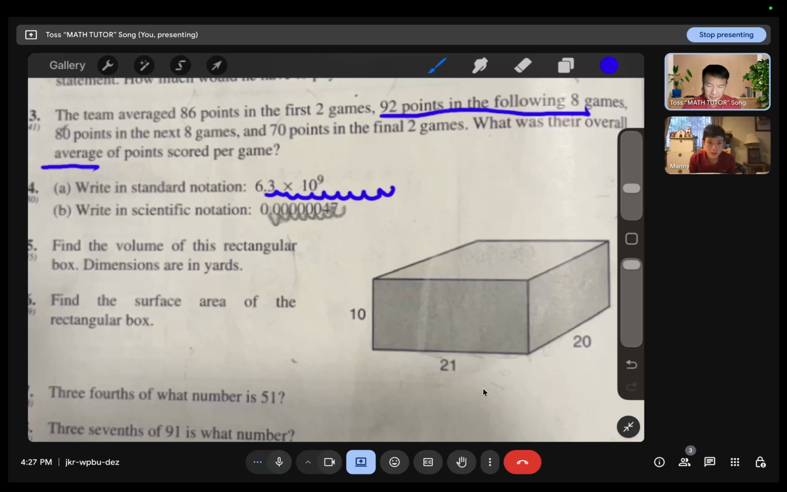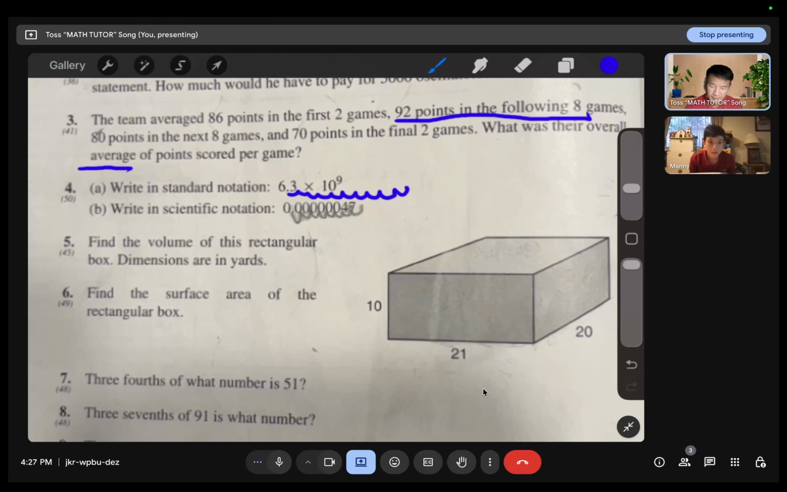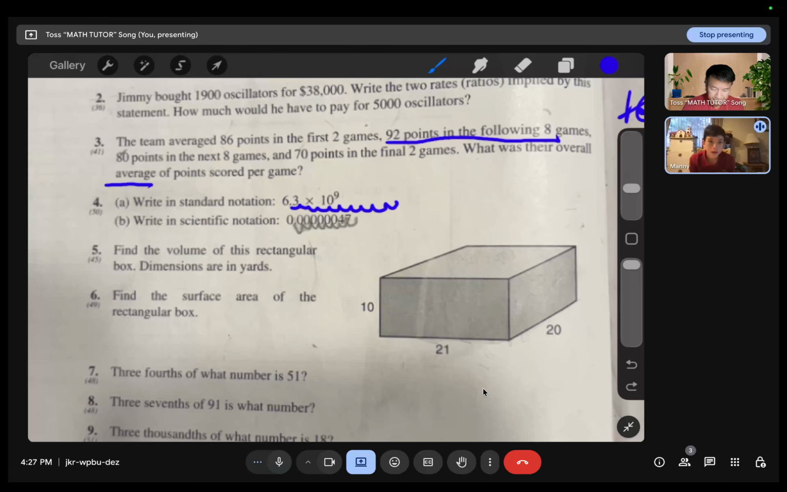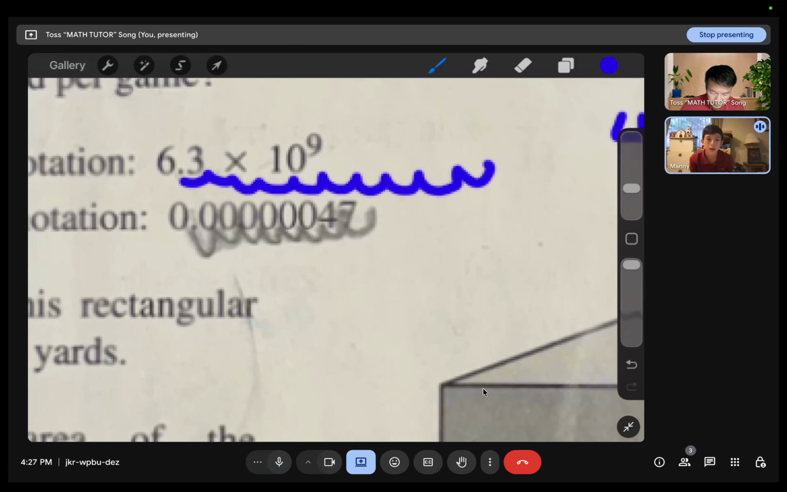But what about 4B? How do I write it? You have to put the decimal in between the 4 and the 7. So you have to move it, and then times 10 to however many times you moved it. So starting right here. That means this person did it wrong, right? 1, 2, 3, 4, 5, 6, 7.